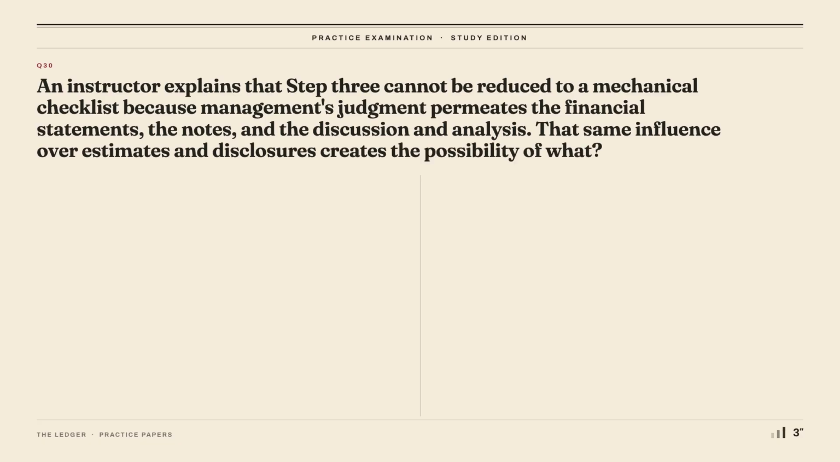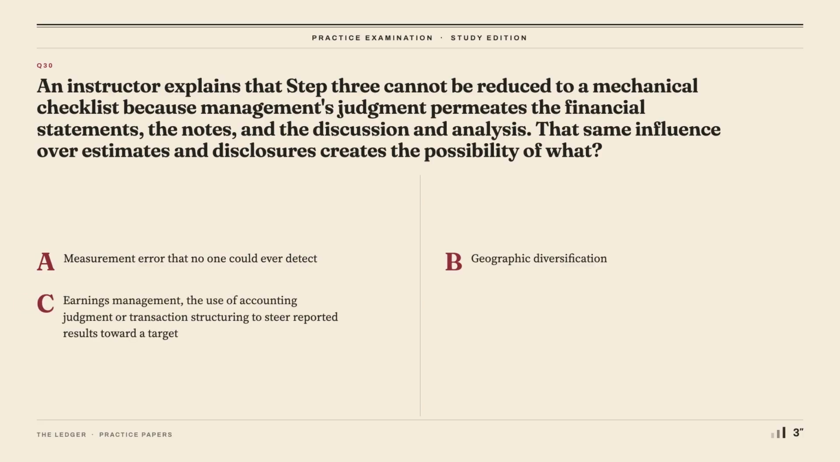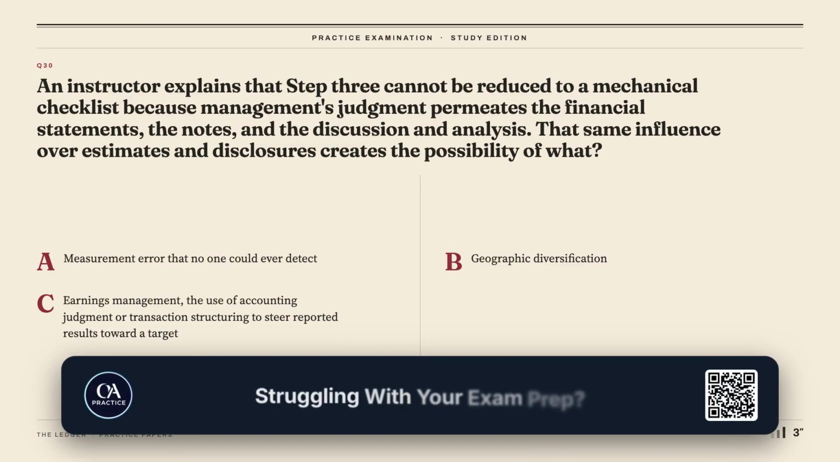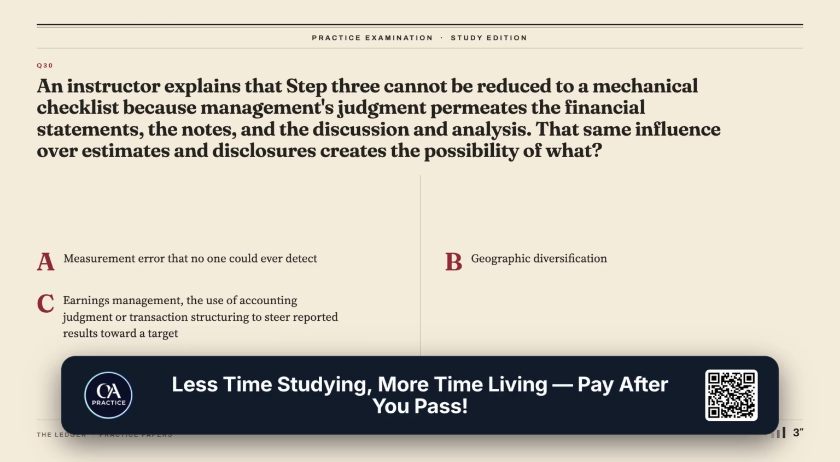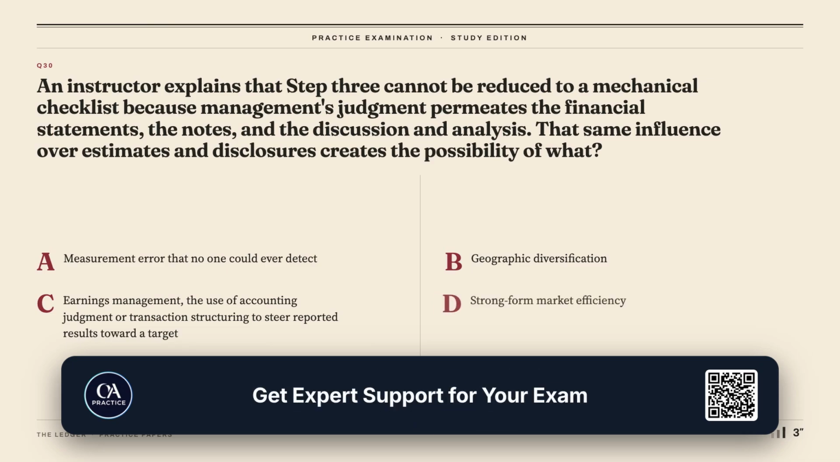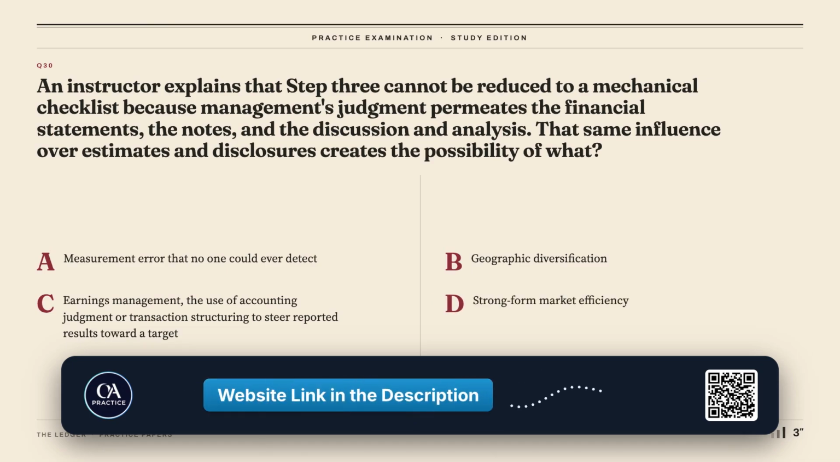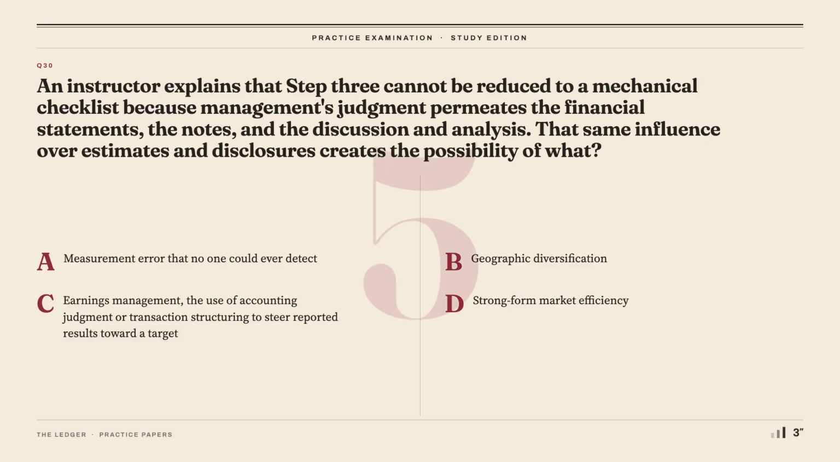Your options are A. Measurement error that no one could ever detect. B. Geographic diversification. C. Earnings management, the use of accounting judgment or transaction structuring to steer reported results toward a target. D. Strong form market efficiency. Which would you go with? Lock it in before the reveal.